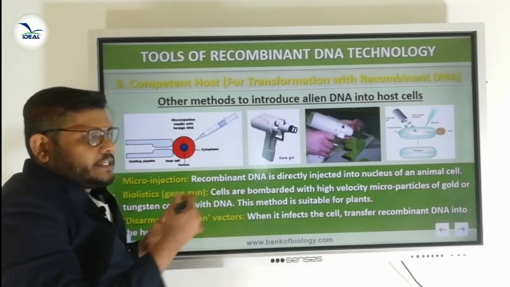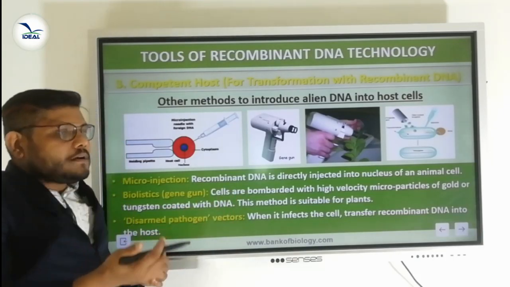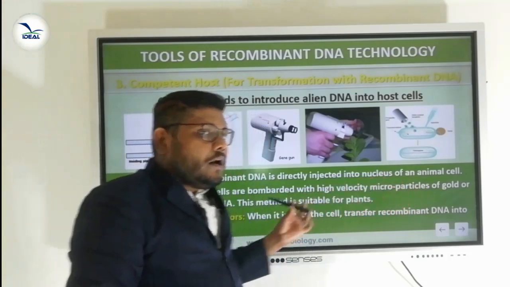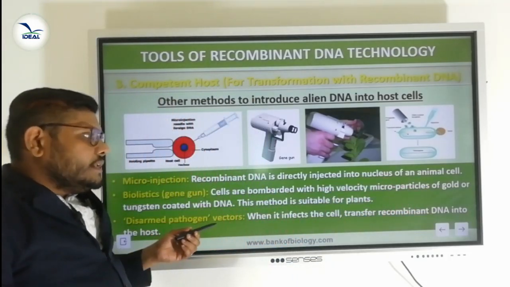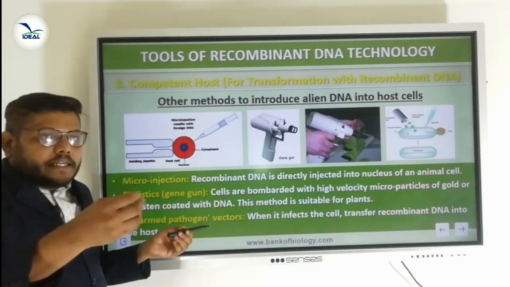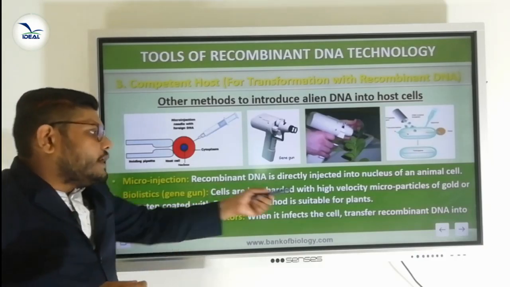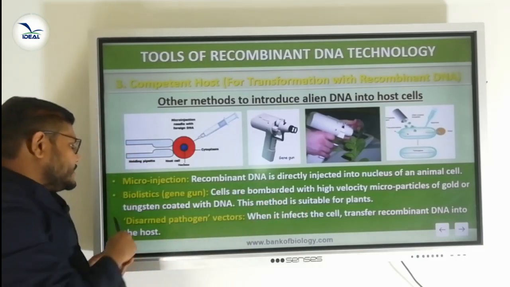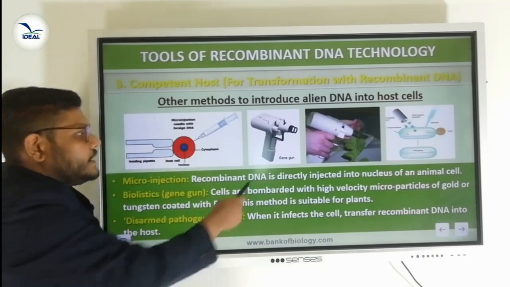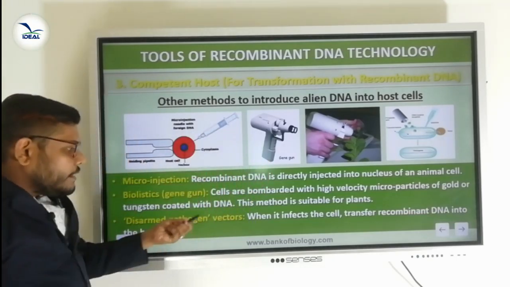So what is the specialty of that particular method? DNA is coated with gold or tungsten particles. After that, at high velocity, we are sending that particular DNA to where? The nucleus of the plant cell. That is called the biolistic or gene gun method. This is the gene gun. Then another one, disarmed pathogen vector.